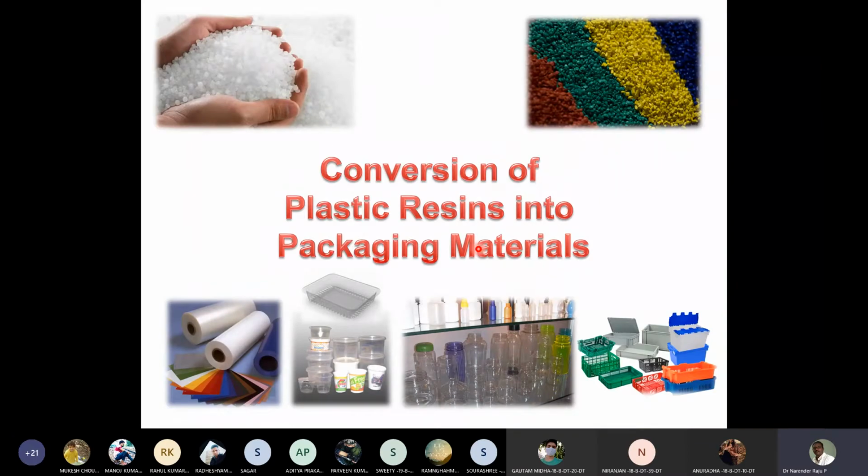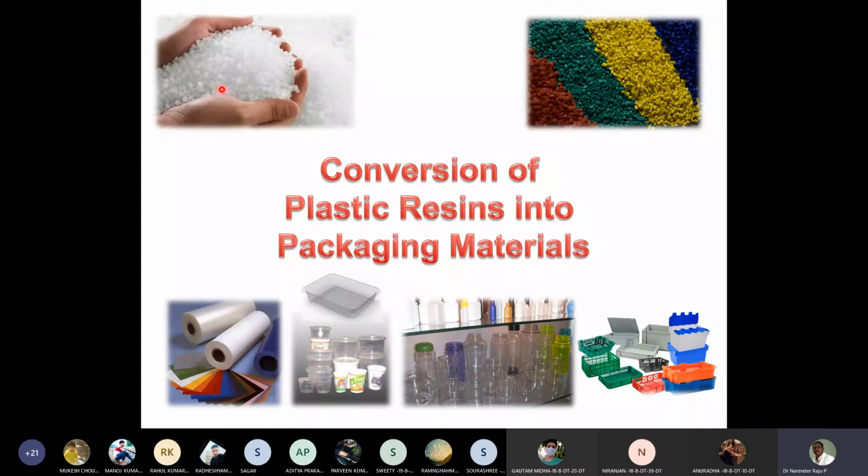Let us move to the other segment. I'll give you brief information about how the plastic resinous material is converted into packaging materials or packaging forms. When a plastic material, maybe polyethylene, polystyrene, polypropylene, PVC, PVDC, nylon, whatever it is, including PET, is procured from a petrochemical industry, it looks like these kinds of crystals. And they are called either resins or pellets.